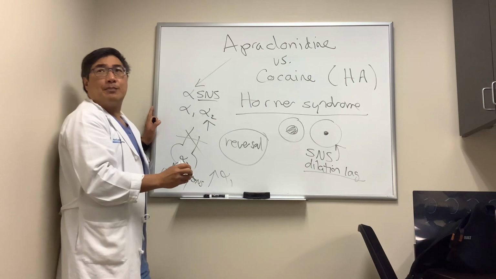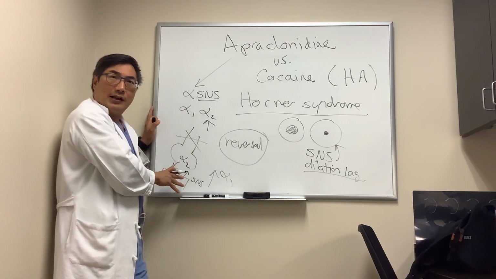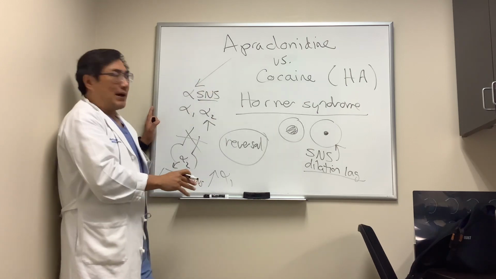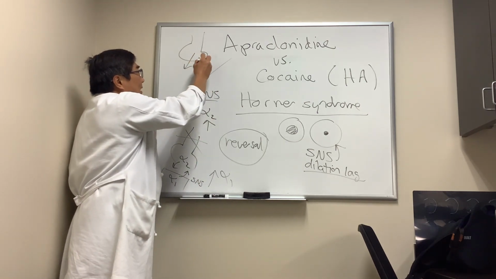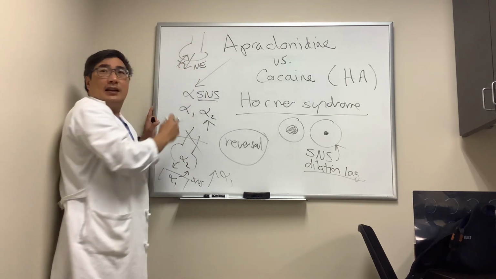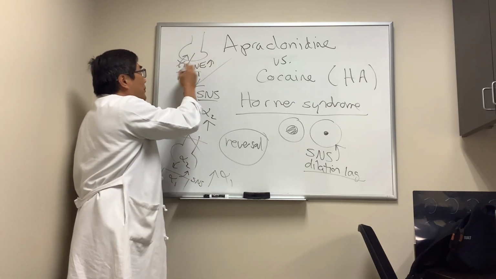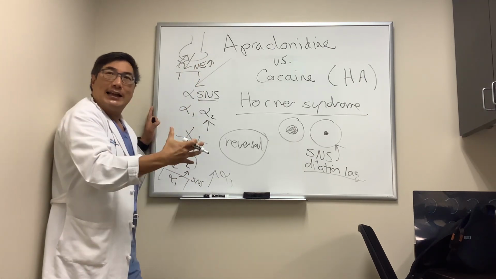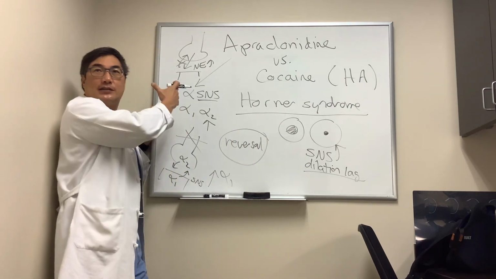Cocaine is also a sympathomimetic, but it's not a direct acting sympathomimetic like apraclonidine. It is an indirect sympathomimetic. And the way cocaine works is it blocks the reuptake of norepinephrine at the junction. And so it allows more norepinephrine to appear in the junction, which will dilate your pupil. So a normal pupil will dilate in response to cocaine.